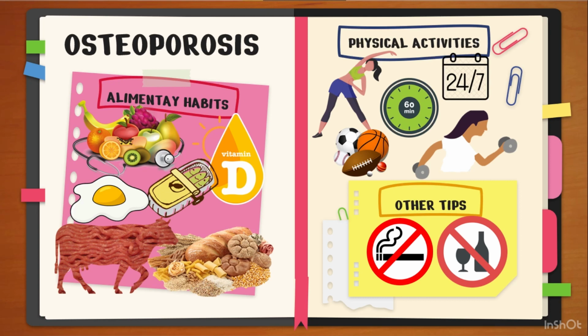For the physical activities, these people must do exercise every day, at least 1 hour. We have to do strength exercises, balance exercises, flexibility exercises, sitting exercises, and aerobic exercises. It is also recommended to quit smoking and stop drinking alcohol.